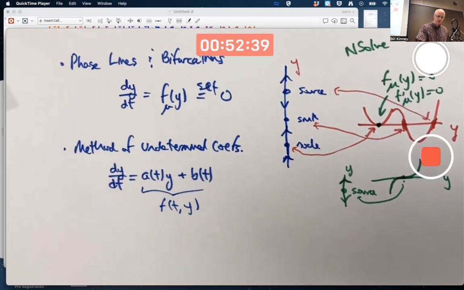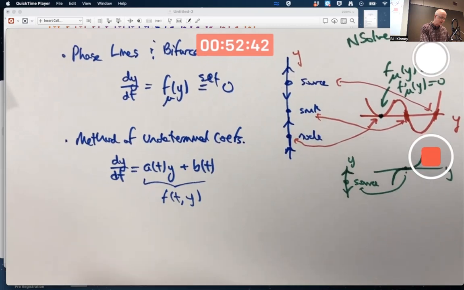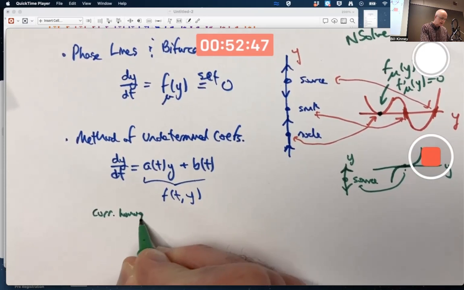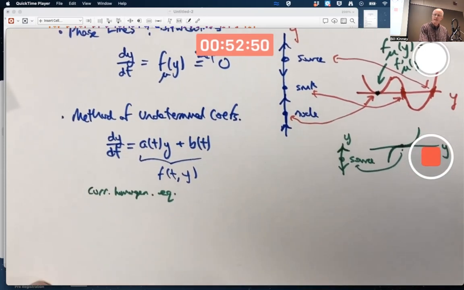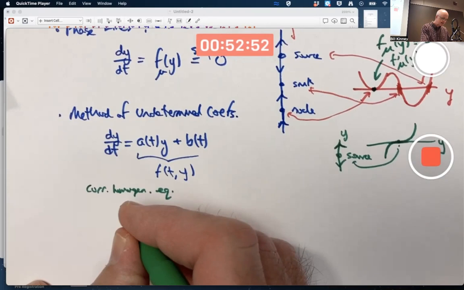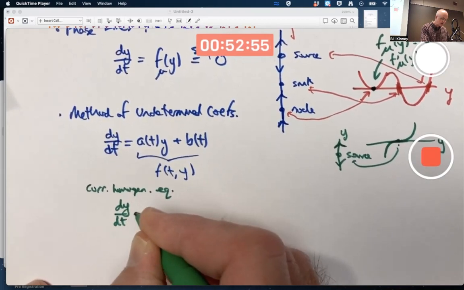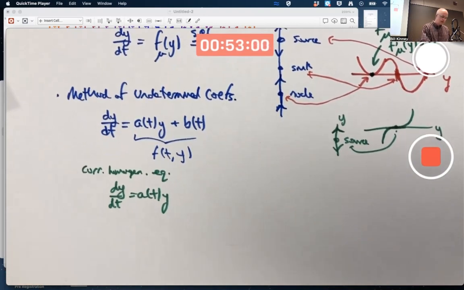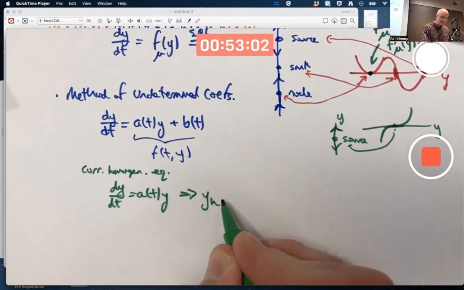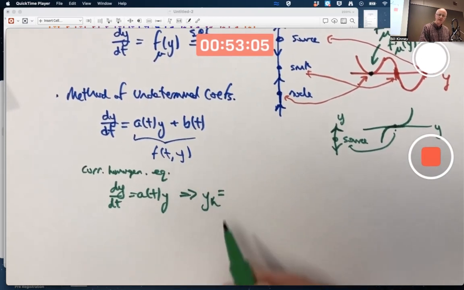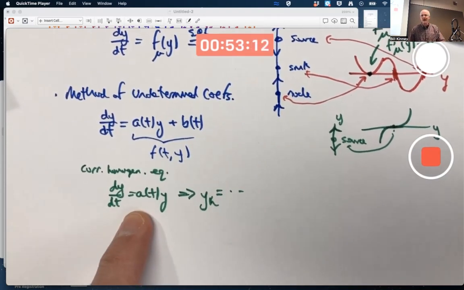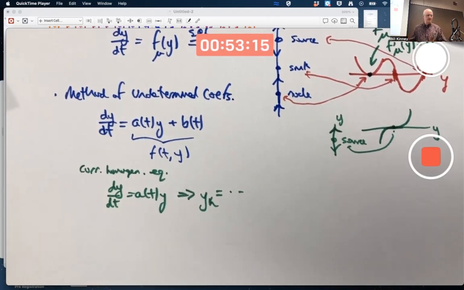With the method of undetermined coefficients, a very quick summary is you want to consider the corresponding homogeneous equation, where you take the b of t to be 0. It's not the same as the original differential equation. It is a new equation. You solve this either by guessing if a of t is a constant, in which case you would get an exponential solution, or if a of t is not constant, you'd want to separate variables to find y h.